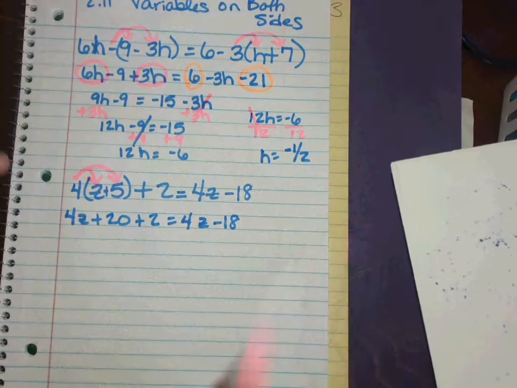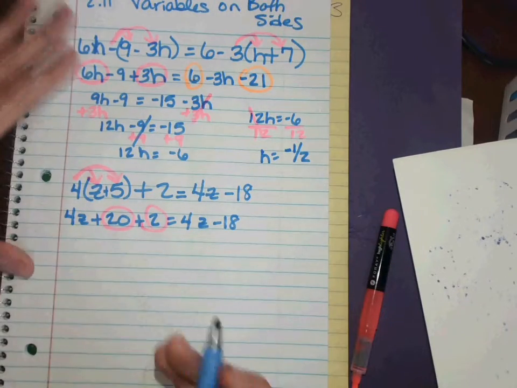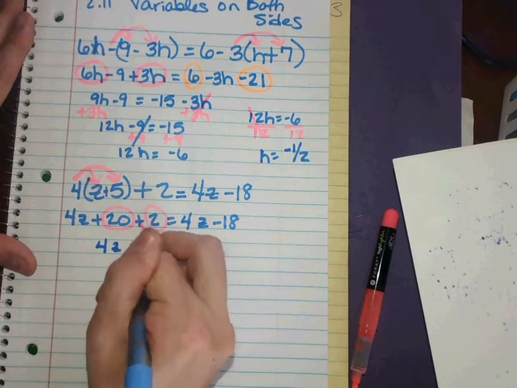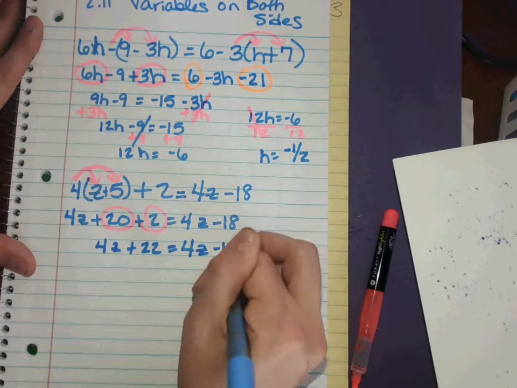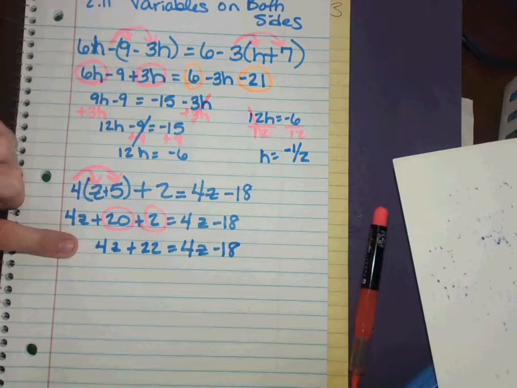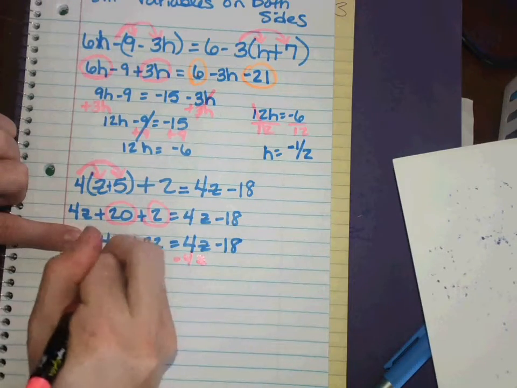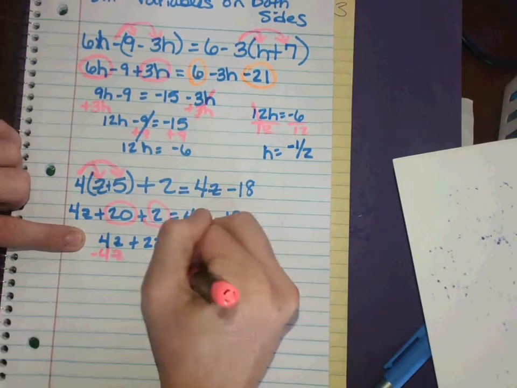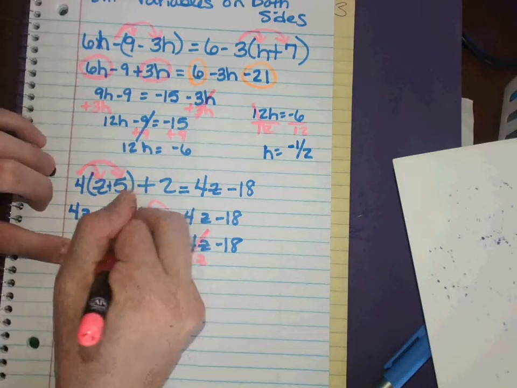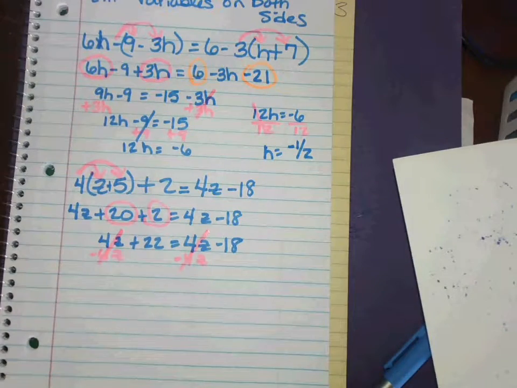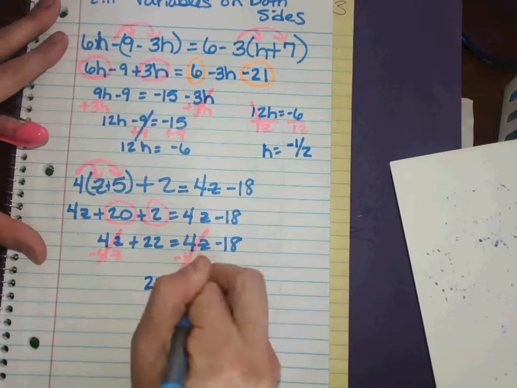Now I'm going to look for anything I can combine, and I see on my left side of the equation I've got a 20 and a 2. So I'm going to combine those. 20 plus 2 is 22. And then I want to get the z's on the same side of the equation. So I'm going to subtract 4z over here, and subtract 4z over here. There's a 0 pair there. 4z minus 4z, that's another 0 pair. And I'm left with 22 equals -18.